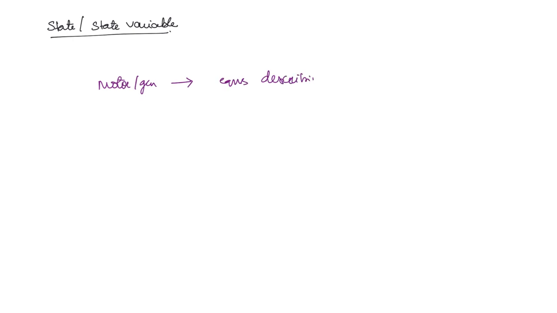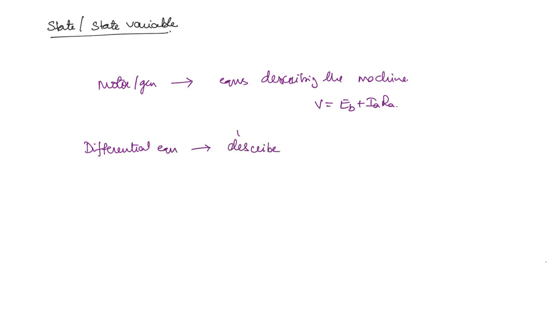Let us now try to understand what is meant by state or a state variable. We know that any control system can be described mathematically, any machine for that matter. For example, if you take a motor or a generator, then there will be some equations describing the behavior. What will be one equation if you take a shunt motor? V is equal to EB plus IARA. This is an equation that will describe the shunt connected motor. Similarly, any machine or component that you take, you can describe in a mathematical form, and usually it will be a differential equation. So these are used to describe a control system.